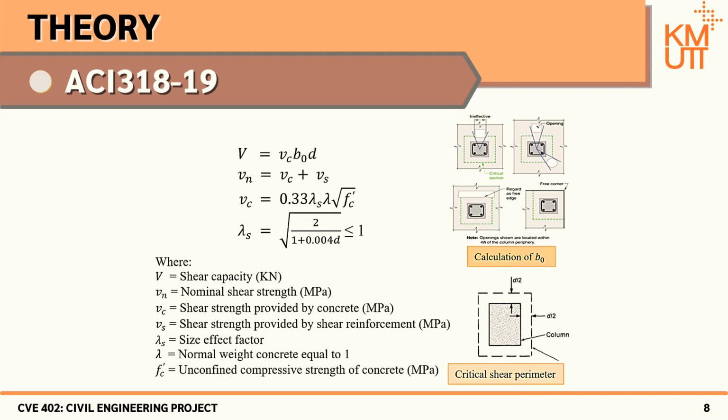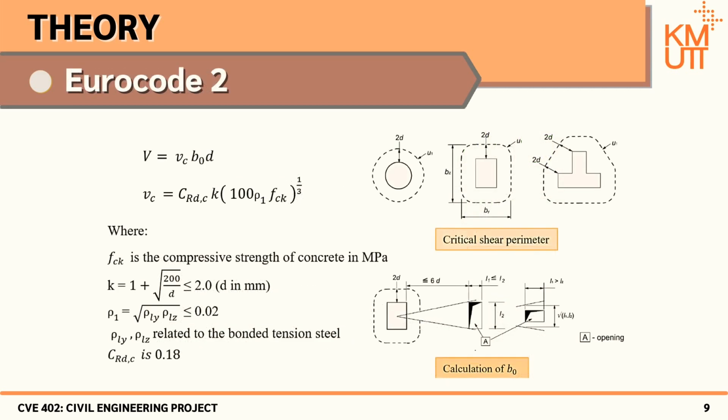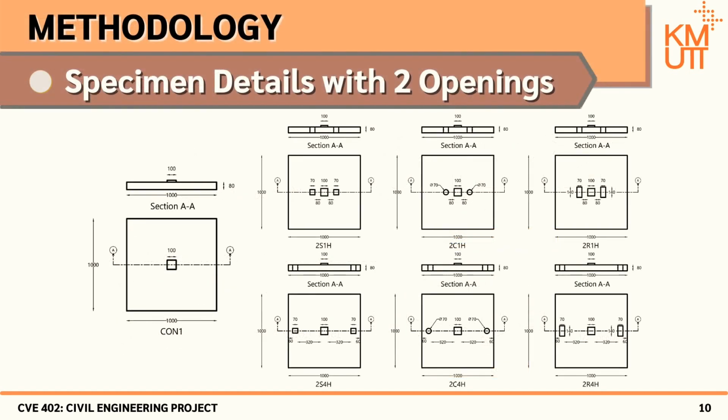If the slab has an opening, it needs to draw tangent lines and cancel out the ineffective part, similar to Eurocode 2, but the critical shear perimeter in Eurocode 2 is 2 times the effective depth from the column periphery. Moving to the specimen details, there are 14 specimens divided into 2 groups.